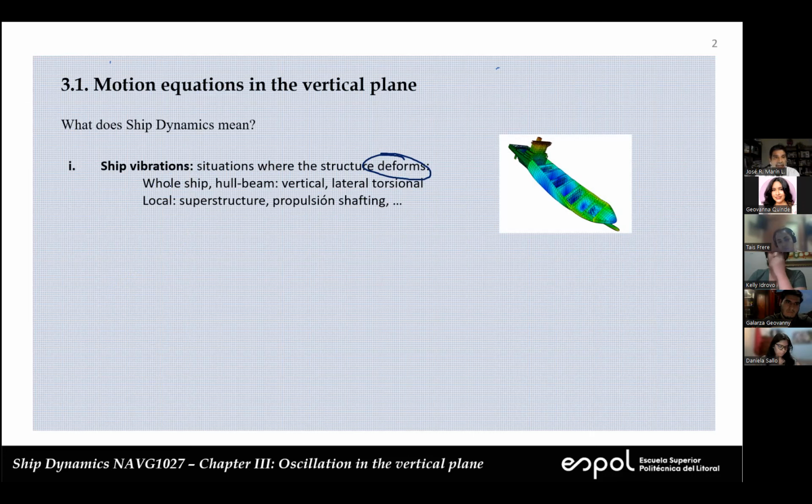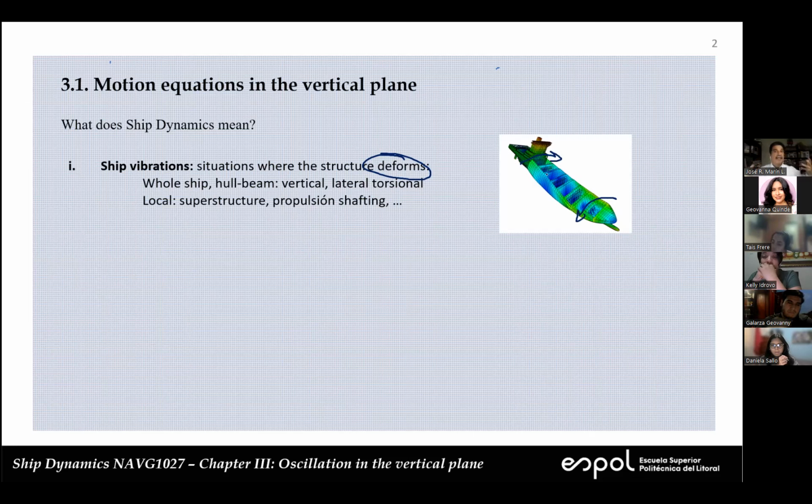Now here, we can recognize the vibration of the whole ship. For example, in this figure, I'm showing you the torsional vibration. Okay, so you see that this is coming in this direction, while the aft region of the ship is moving in the other direction. So it's like something like this.